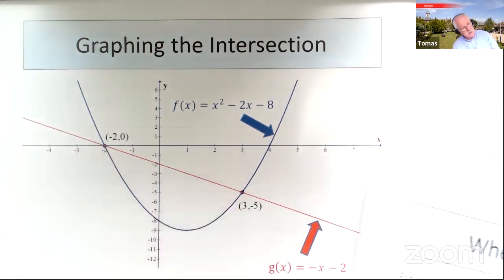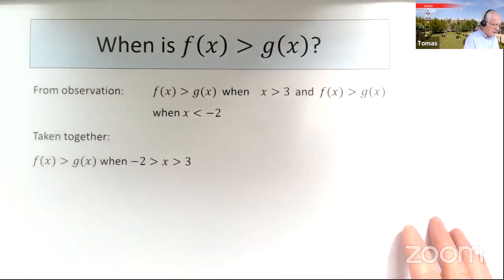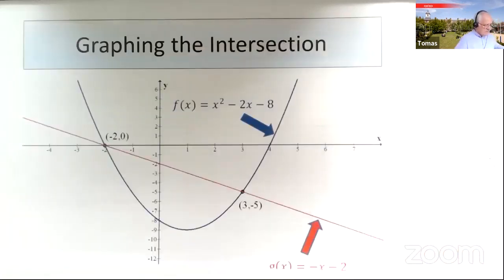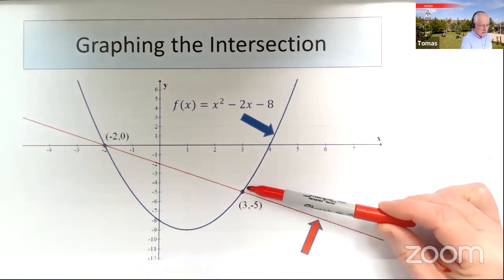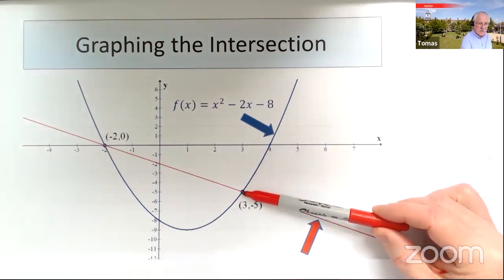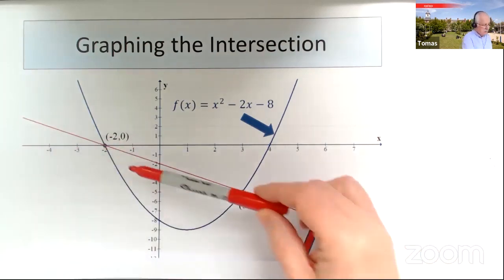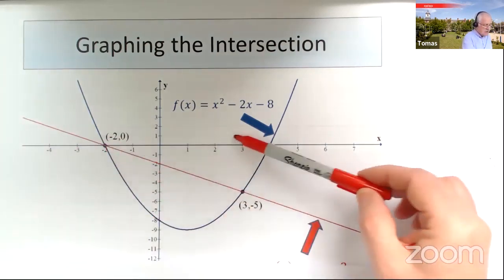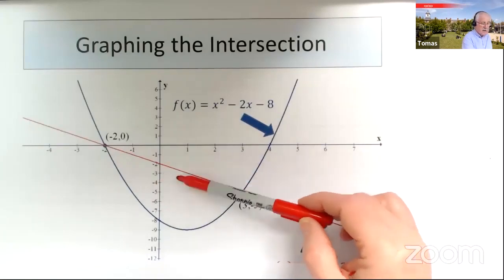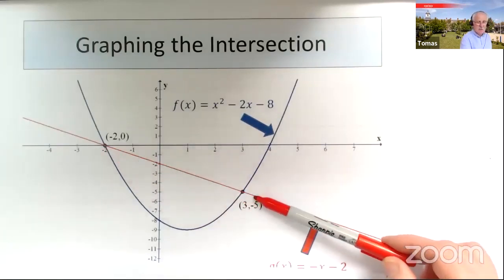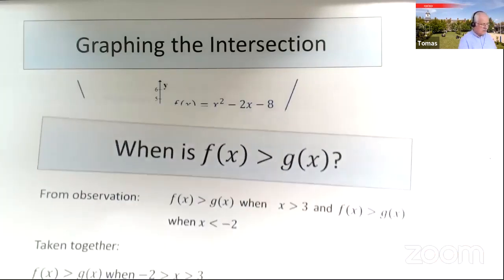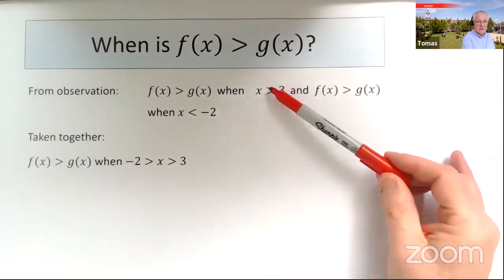And that's it. So we look now and we say, from observation, when is f of x, when is the blue curve bigger than the red one? Well, I think it's bigger here from this point on, and it's bigger from that point back. But in the middle bit here, from minus 2 to 3, the red line is higher. It doesn't go as deep as the blue line. So when is f of x greater than g of x?